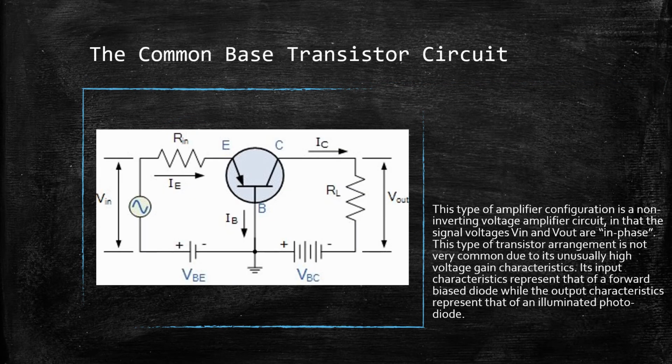This type of amplifier configuration is a non-inverting voltage amplifier circuit, in that the signal voltages Vin and Vout are in phase. This type of transistor arrangement is not very common due to its unusually high voltage gain characteristics. Its input characteristics represent that of a forward-biased diode, while the output characteristics represent that of an illuminated photodiode.